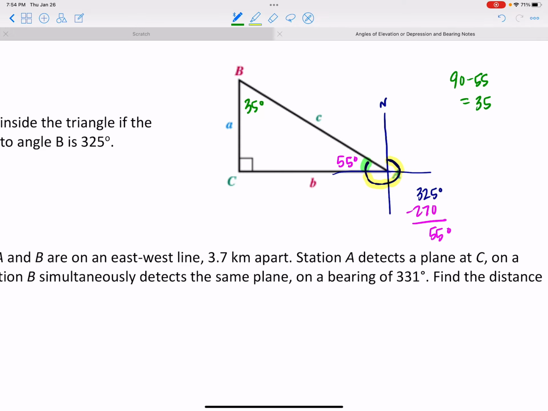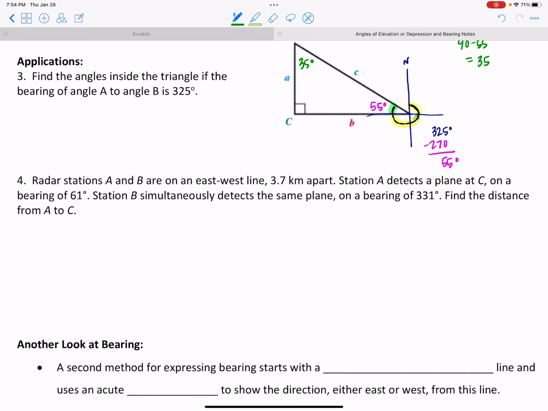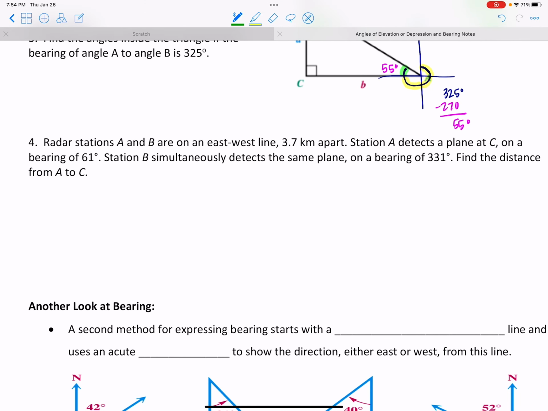Alright, next. Another application. Again, drawing the picture, that's going to be the key to some of these, like this one. It says radar stations A and B are on an east-west line 3.7 kilometers apart. Station A detects a plane at C, so a third location, on a bearing of 61 degrees. Station B simultaneously detects the same plane on a bearing of 331 degrees. Find the distance from A to C.